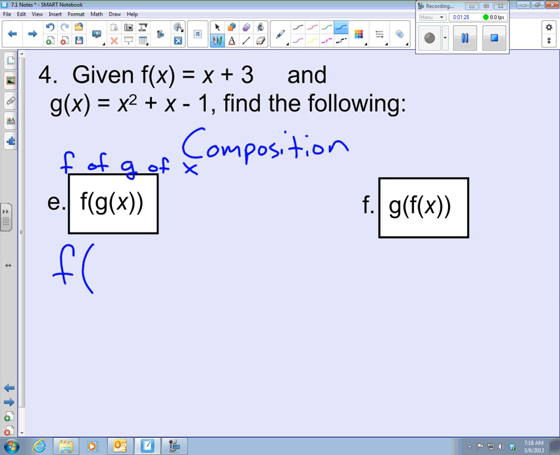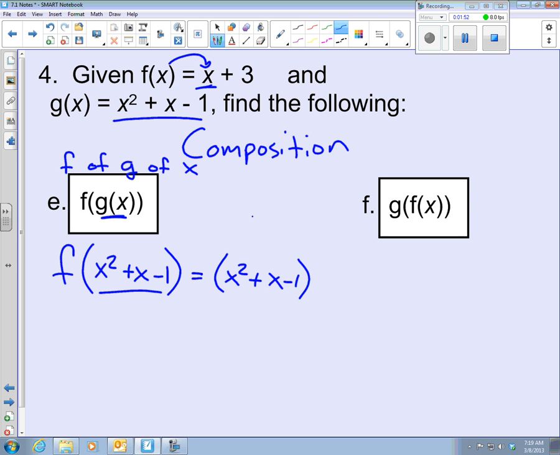We're going to take f of, well, what is g of x equal to? It's equal to this, x squared plus x minus 1. I'm going to take that whole expression and plug it into the f of x function in for x. So there's only one x here, and we're not multiplying anything by it, so it's x squared plus x minus 1, and this is taking the place of the x in my f of x function, plus 3. This is addition here, so we can basically drop the parentheses and combine like terms.